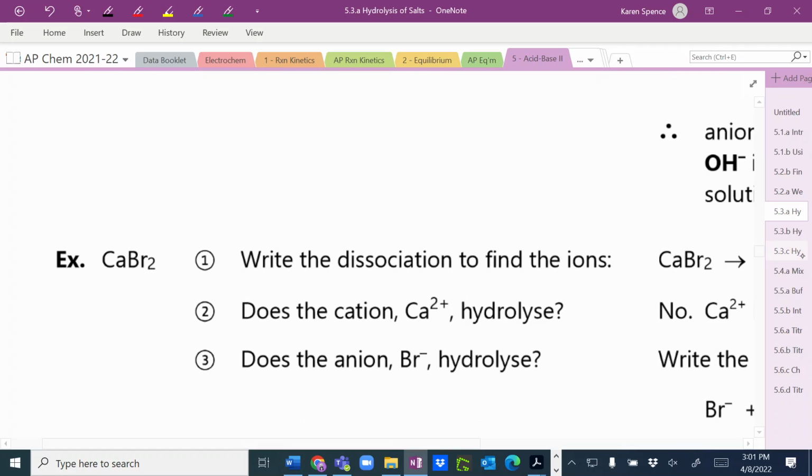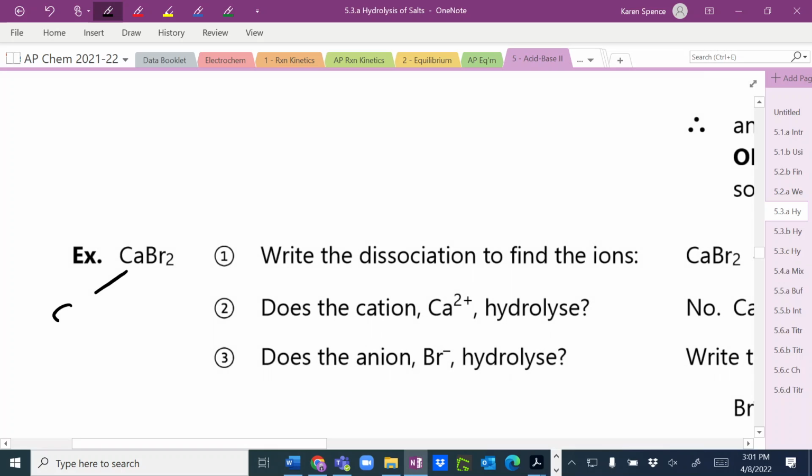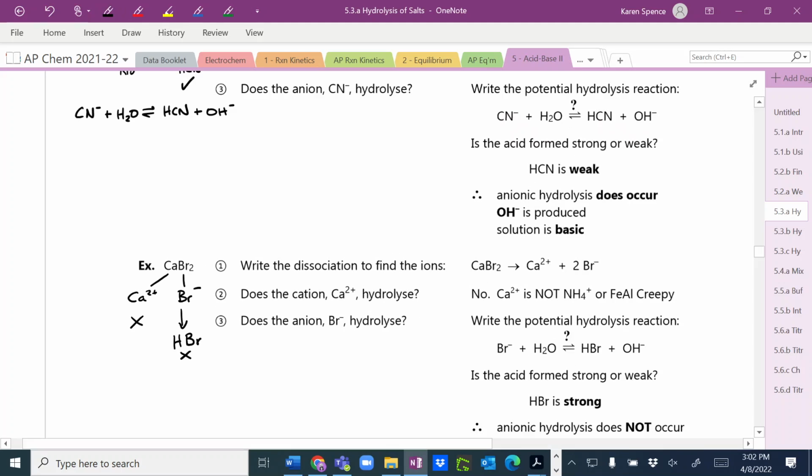CaBr2. Tell me what happens with CaBr2. We have Ca2+, and we have Br-. Does Ca2+ hydrolyze? No, that one's really easy. It's not a fill-in-the-blank metal, and it's not ammonium. How about Br-? No, because its conjugate acid is HBr. So I brought no clean clothes. Okay, so no. So what's the pH? Neutral, 7. Easy enough?